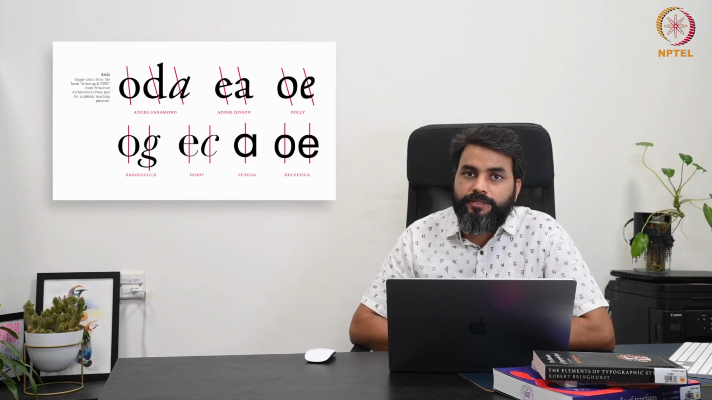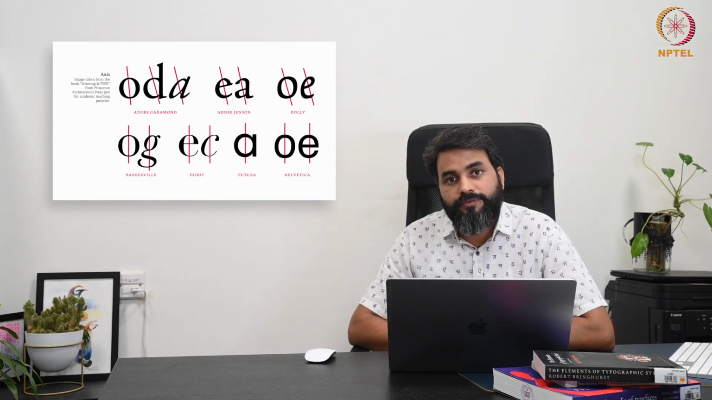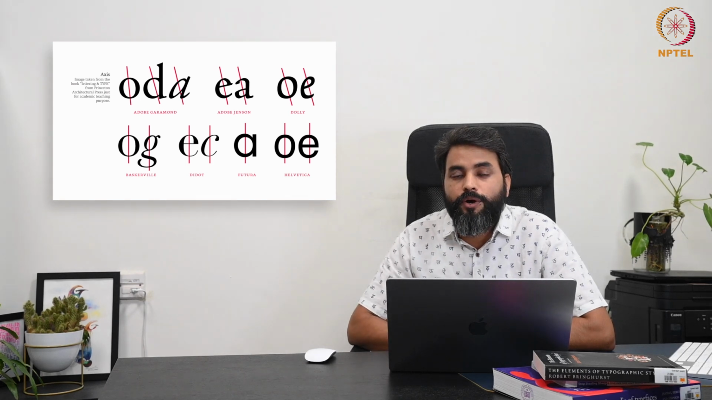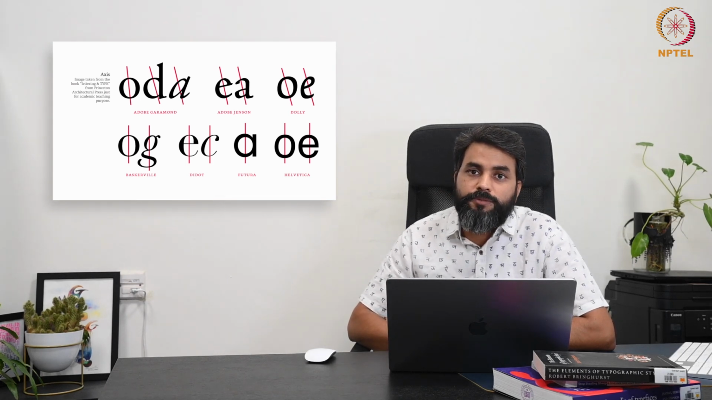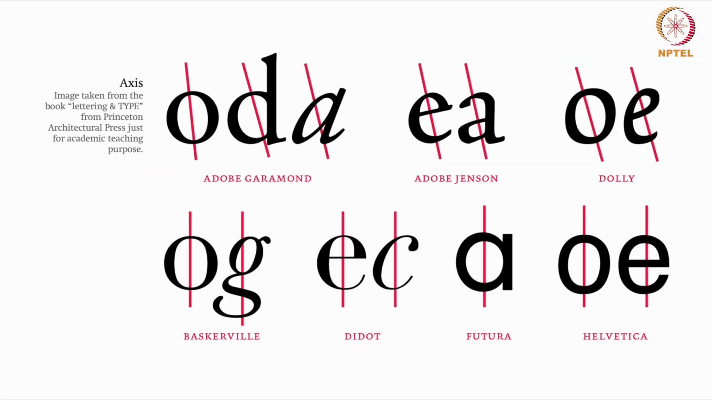Alright, so let us move ahead. Letter axis. In typography, letter axis refers to the invisible line or angle that runs through the thinnest part of the letter form, right? So if you look at letter O here, this is the line which is running through the thinnest part. And this is quite common, particularly in letters O, A, D, right? Or even letter E, where you have a circular letter form. It shows the direction or angle of contrast between thick and thin strokes.